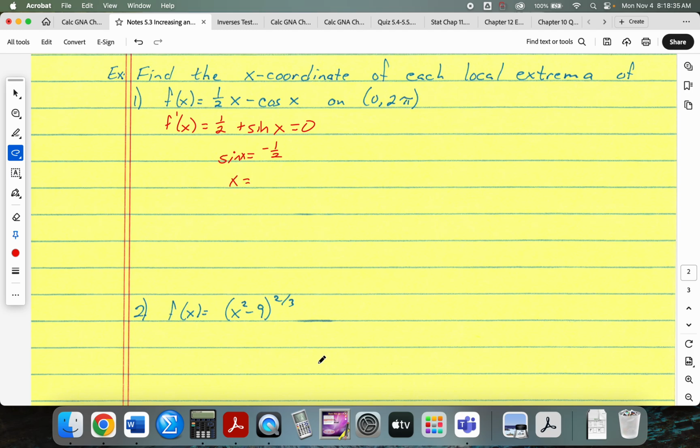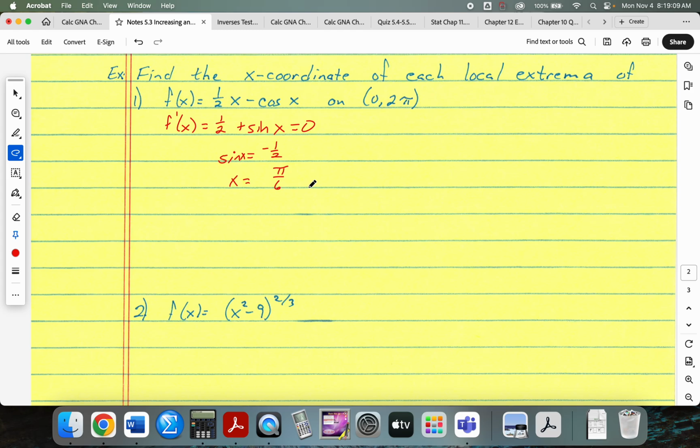So I usually think of where is sine equal to positive 1/2 first, so I don't bend my brain too much worrying about different quadrants and stuff. So where is sine equal to 1/2? 30 degrees. So we don't do anything in degrees in this class. Pi over 6, exactly. But that would be in the first quadrant. So it's got to be some multiple of pi over 6.